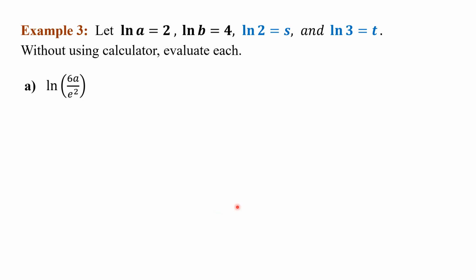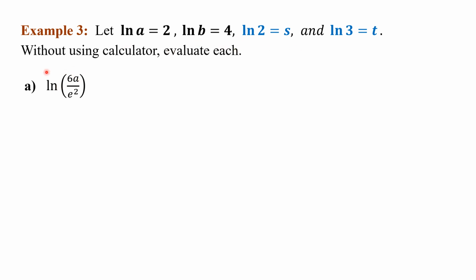So let us apply those properties that we learned, including the change of base formula. Suppose, for example, we have ln A equal to 2, ln B is equal to 4, ln 2 is equal to S, and ln 3 is equal to T. So without using a calculator, let us evaluate this example: ln of 6A divided by e squared. What we need to do is write this expression with the given values.